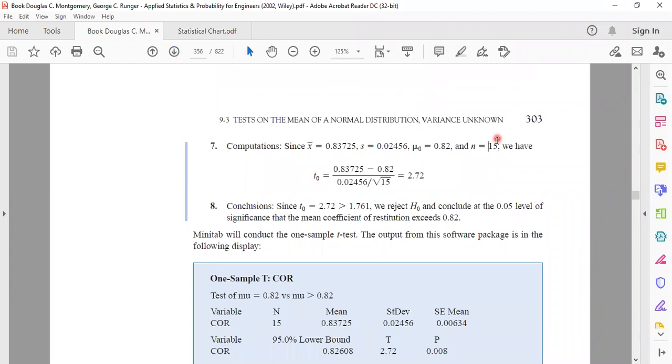They substituted everything. See, the sample size 15 has been taken, and after calculating this, they obtained 2.72, which exceeds the tabulated value of the T statistic, and they are going to reject the null hypothesis at 5% level of significance. It is called direct testing. The p-value has not yet been discussed.